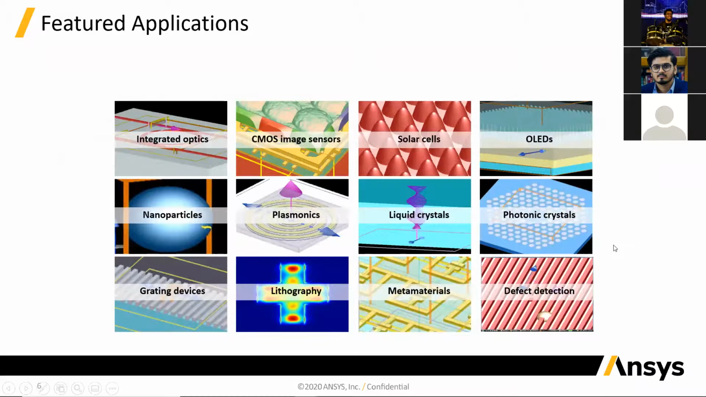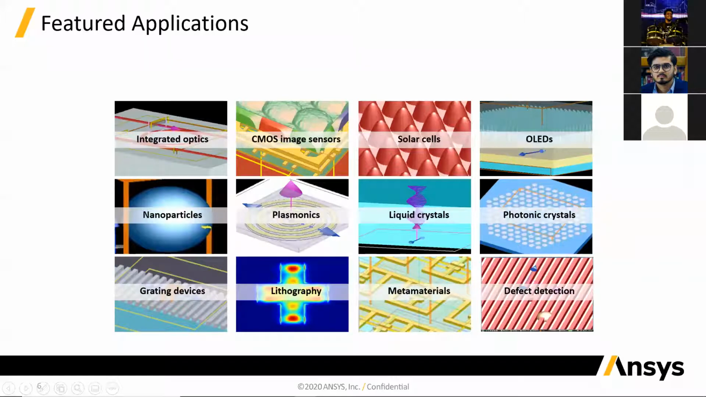Here are some applications of FDTD. As I was mentioning, for photonic integrated circuits, there are lots of different parts that go in a circuit, and you can simulate those different parts using FDTD. CMOS image sensors, the optical part of the image sensors, can be simulated. Also solar cells, OLEDs, effects of nanoparticles and plasmonics in any device, liquid crystals, photonic crystals, gratings, photolithography, metamaterials, and defect detection. These are some examples of simulations that you can do with FDTD.